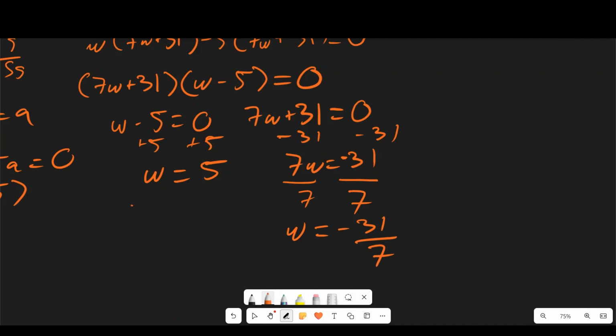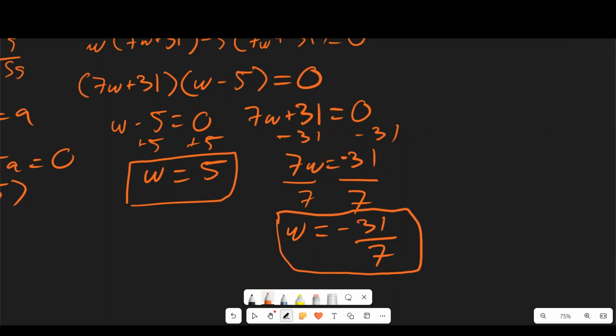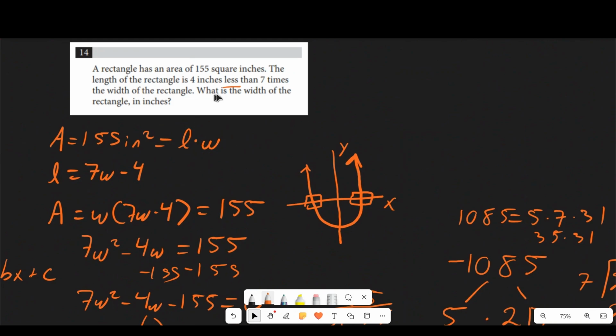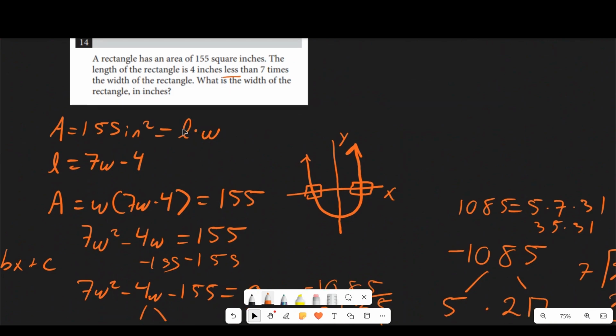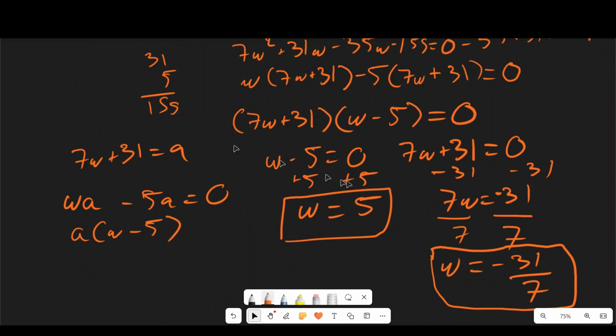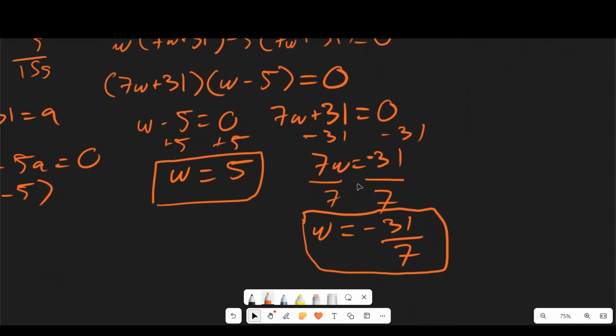So we have two values for w. Now we need to choose which one makes sense given the context of our equation or our problem, right? They're asking, what is the width of the rectangle in inches? So we have two answers. How do we know which answer makes sense?